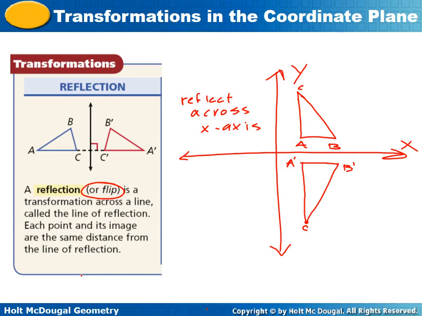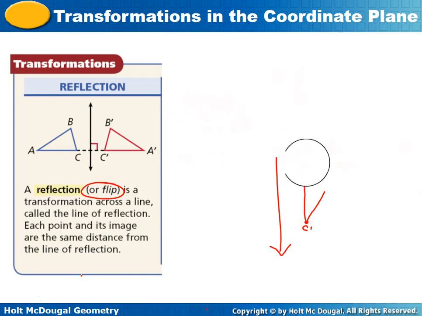So notice again that our A and our A prime are close to the x-axis. Our B and our B prime are close to the x-axis, whereas the C and the C prime are further away. That's one of the ways that you can tell that it's a reflection. Things didn't stay the same way they were originally, with A and B at the bottom and C at the top. Now we have A and B at the top and C at the bottom. That's one of the signs or symptoms to us that that is a reflection.